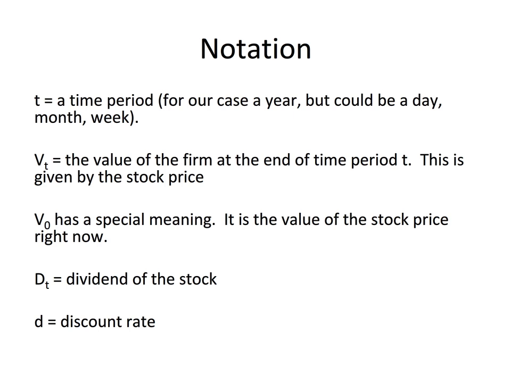We're going to use this notation throughout. I describe the notation in terms of a stock, but you could do just as well with a bond. For example, for a bond, V sub t would be the value of the bond, and D sub t wouldn't be the dividend, but would be the cash flow, the interest or the payments from that bond.